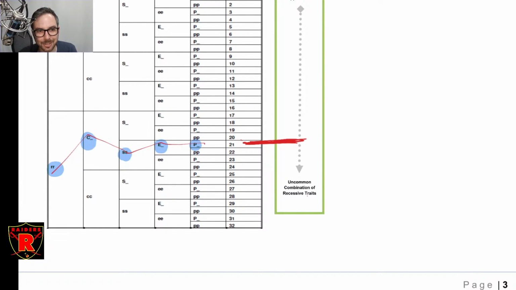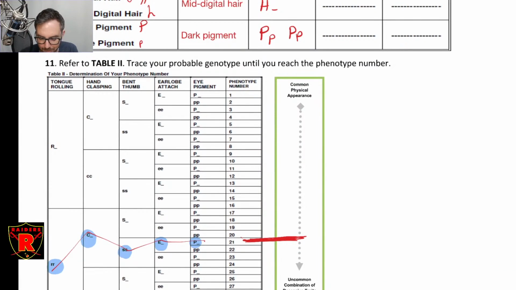I'm very curious about that. I've never run across a student that was a number 32 that had the most uncommon combination of all these alleles. It's fairly uncommon. It would be a pretty intriguing roll of the dice if you ended up at 32. I have had a few students that had phenotype number 1 though, which was dominant for everything.